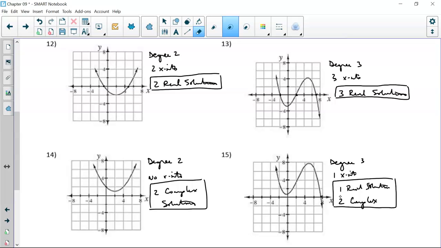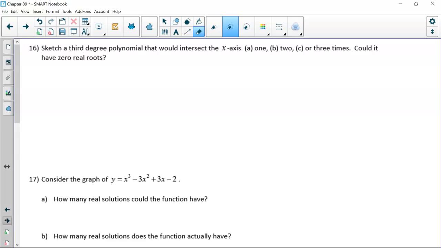All right, let's go to the next page, please. Sketch a third-degree polynomial that would intersect the x-axis at 1, 2, or 3 times. So remember, third-degree polynomial, it's going to have 2 turning points. So it's going to look like this or like this. It doesn't matter if you have a positive leading coefficient or a negative leading coefficient. So for A, one x-intercept. So one real solution. So it could look something like that. It's got 2 turning points, but it only crosses the x-axis once.